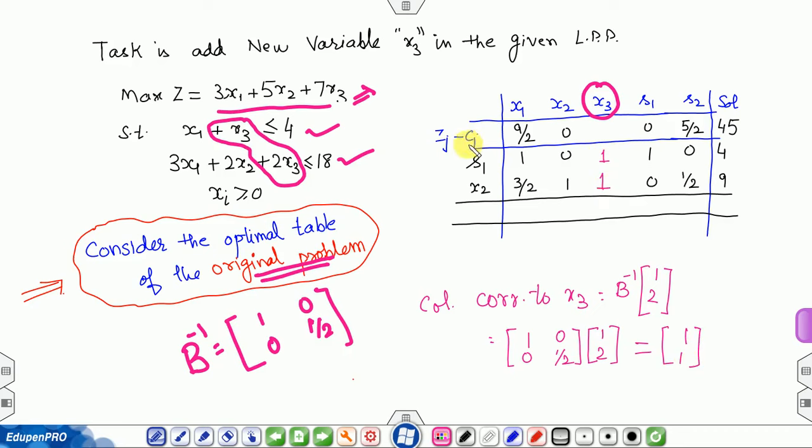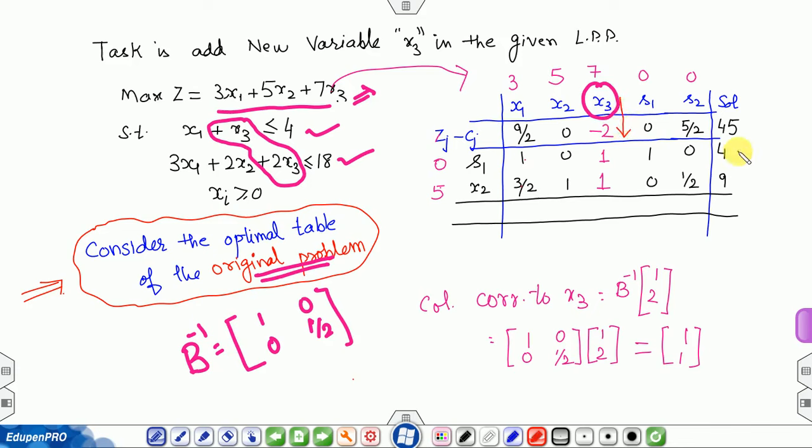Now you have to calculate the value of Zj minus Cj. This is the value of X1, that is 3. This is my 5, this is my 7. These are the slack variables, so they have no role in it, so this is 0. So how to calculate Zj minus Cj? That's quite easy. Multiply this with this, minus this. So this is 0, 5 minus 7, which is minus 2. Clearly this is not the optimal table, because Zj minus Cj is not positive. So you have to enter this.